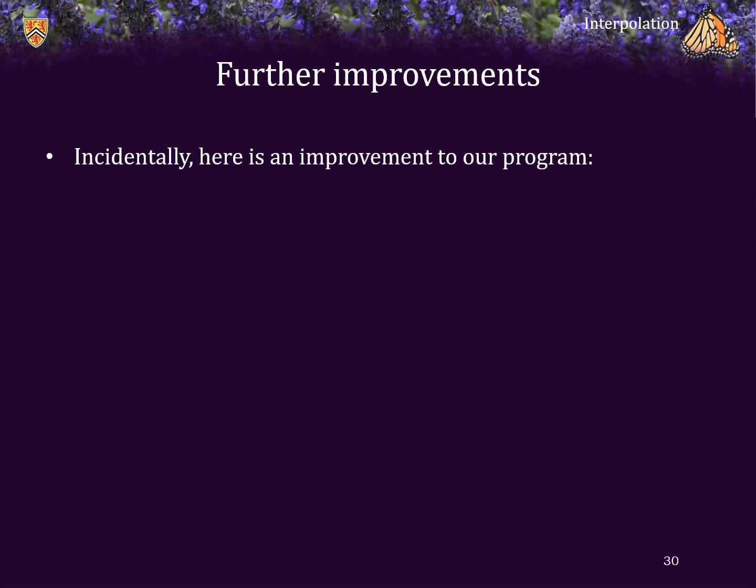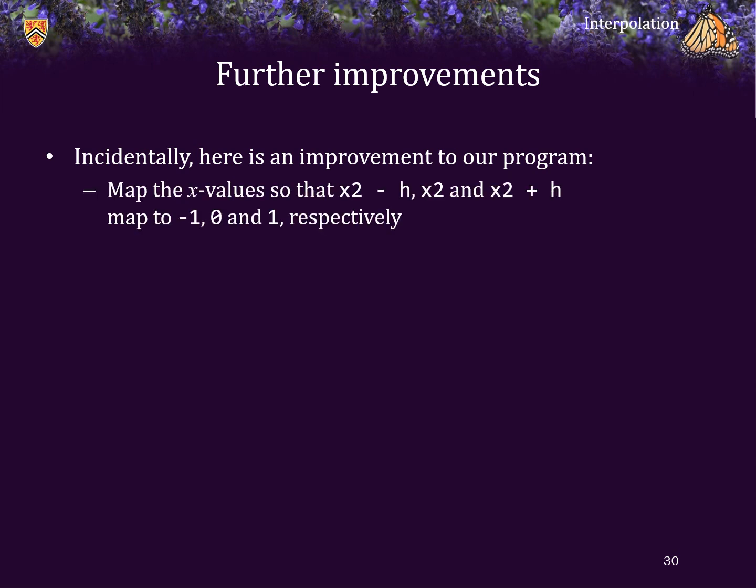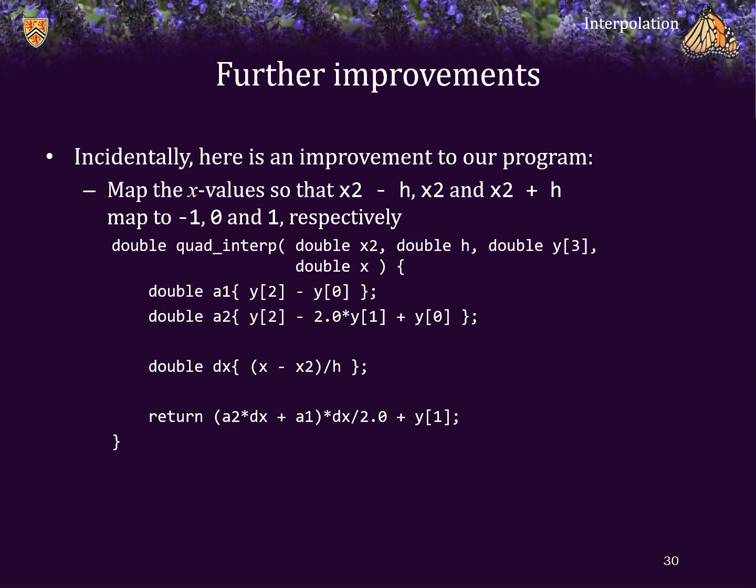Incidentally, here's a small improvement to our program we could make. What we could do is map the values x2 minus h, x2 and x2 plus h not to negative h, 0, plus h, but rather map them to negative 1, 0, 1. So essentially subtract off x2 and divide by h. This produces a program that has even fewer floating point operations and thus further reduces the introduction of round-off error.